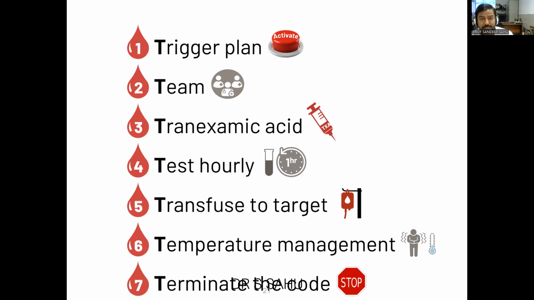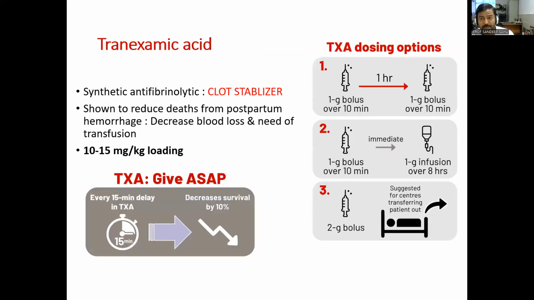Give tranexamic acid as soon as possible to all patients. Test hourly that you are achieving coagulation, because just giving and not seeing the effect is not good. Transfuse to the target. Temperature management, and terminate the code. This is the massive transfusion. That is what has to be taken care of.